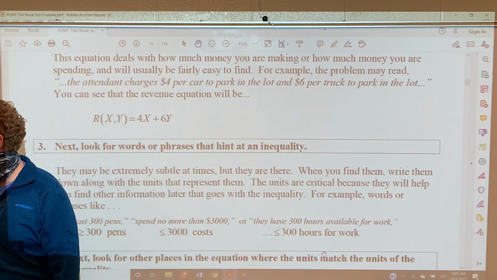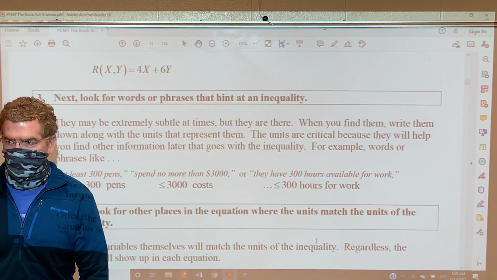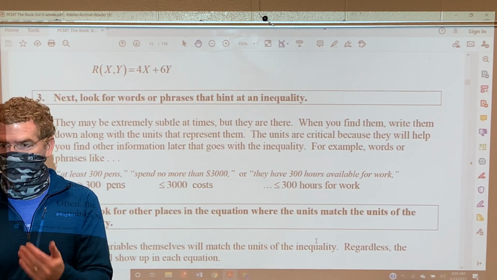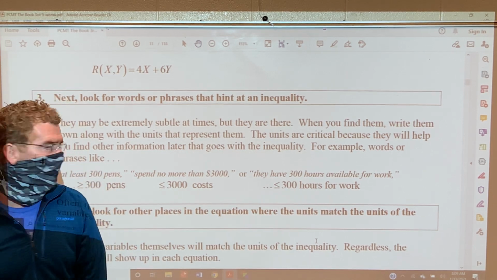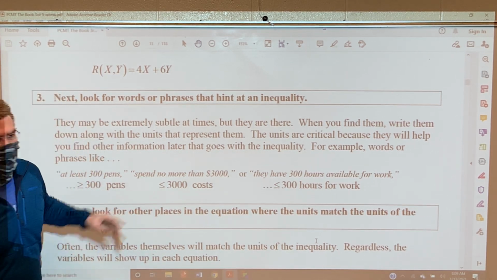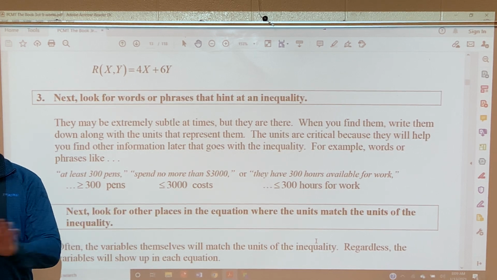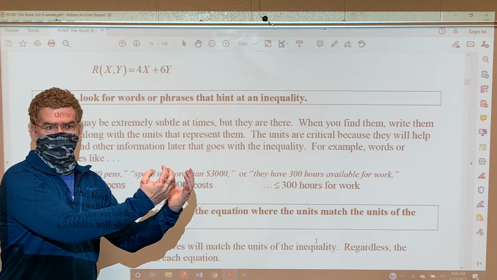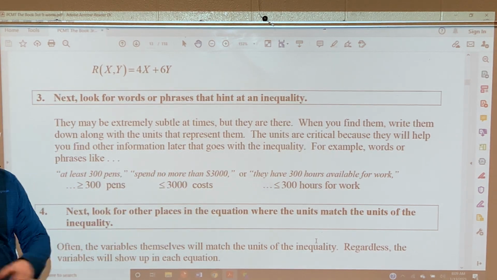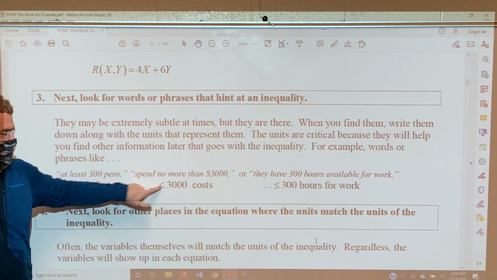So look for things like at least. When you see the word at least, that suggests greater than. That's going to drive you towards an inequality. If you see stuff like, hey, I can spend no more than $3,000 on this. Well, if I can spend no more than $3,000, that means I have to spend less than or equal to $3,000. That's an inequality, right?